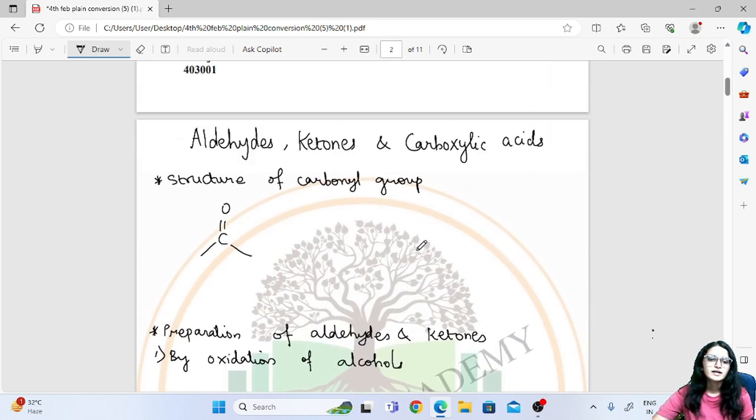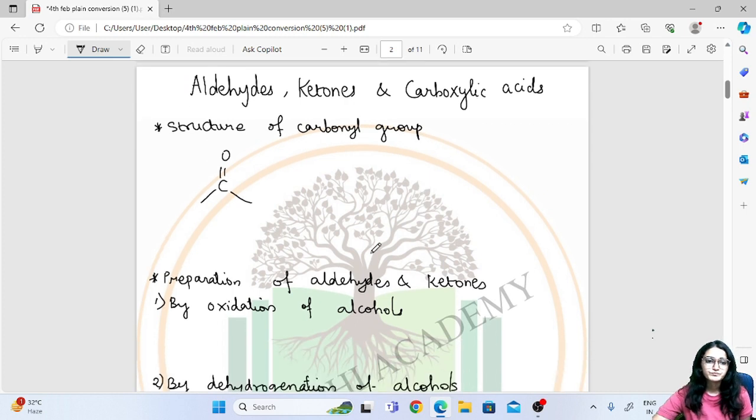So we'll start with the structure of the carbonyl group. The structure of the carbonyl group is basically a carbon with a double bond, and the other two bonds are attached to other groups, that is, an alkyl group, hydrogen, or an OH group.